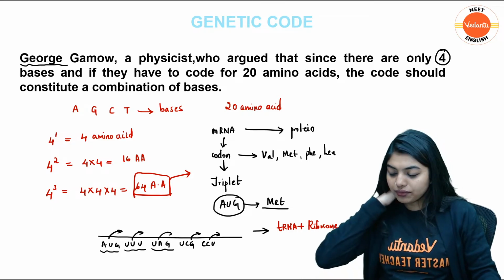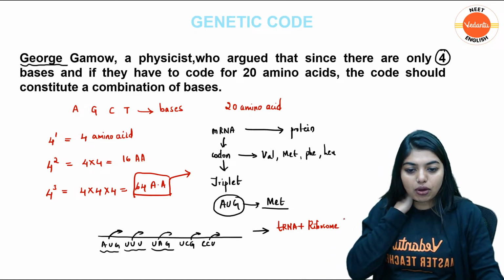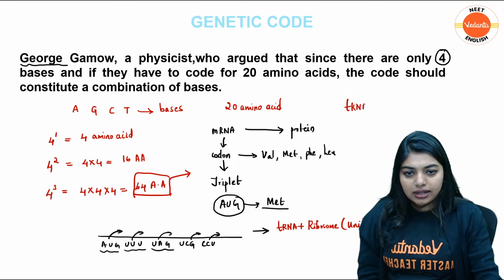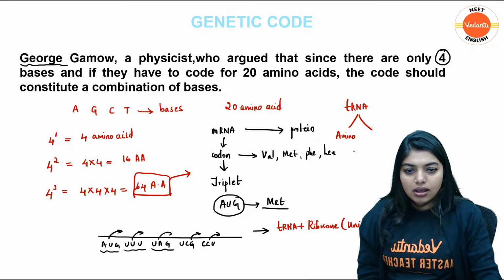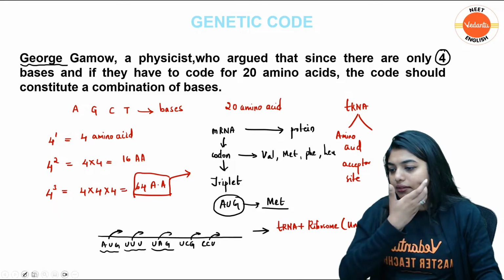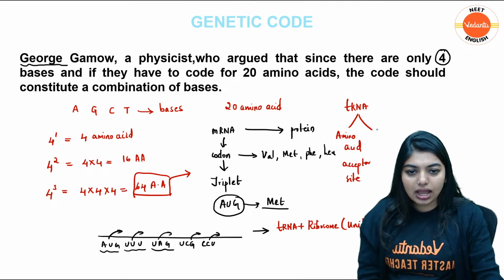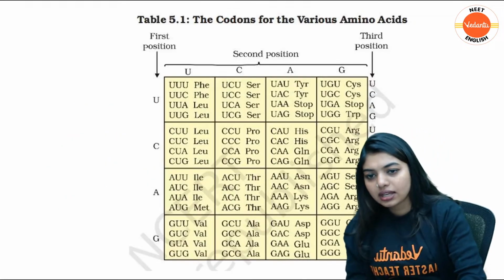tRNA and ribosome will form a unit that will help in the coding. And this tRNA will have two regions: one amino acid acceptor site, and at the same time, it will also have an anticodon loop. Okay, so is this clear?